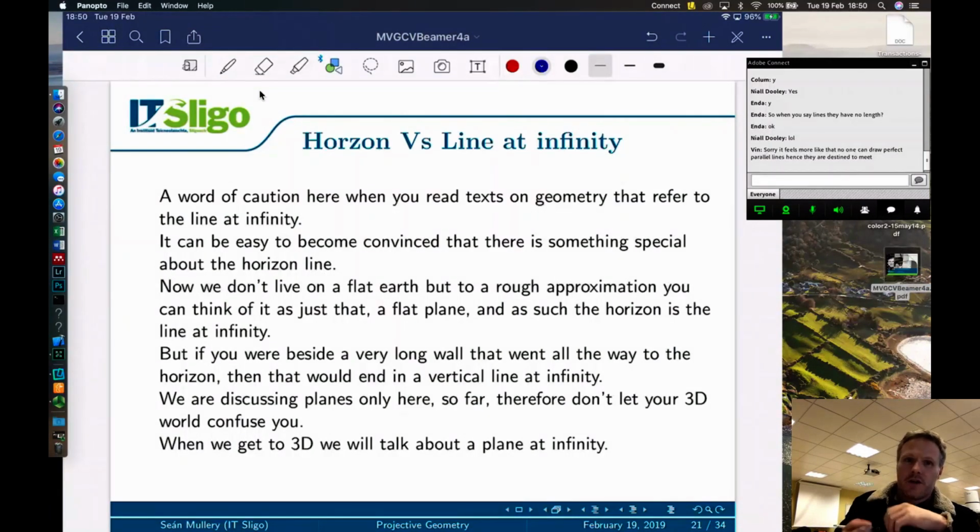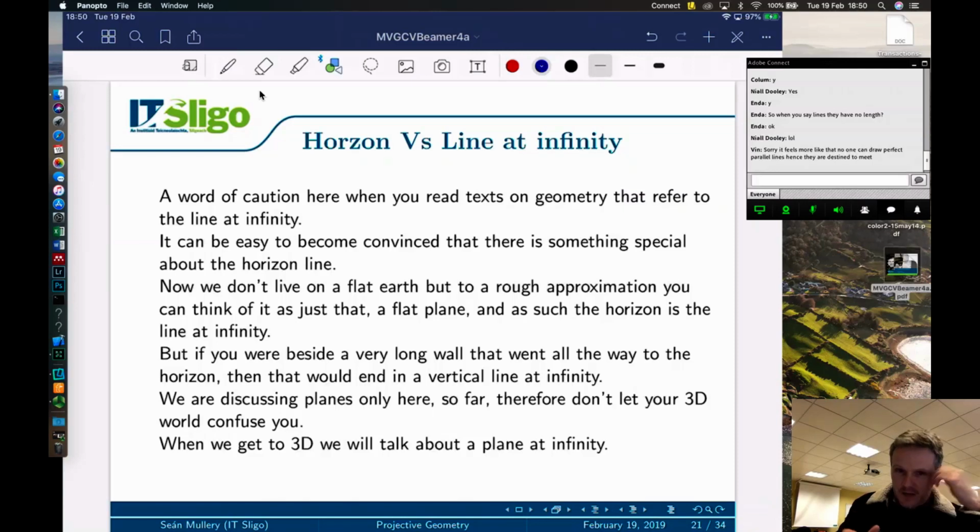Now, there's a word of caution here, and it's when people go away from class and then start thinking about this, and start thinking about where things are, right? There's a danger where you mix up the horizon line in a 3-dimensional world with the line at infinity, which is not the same thing. So when you read texts on geometry that refer to the line at infinity, it can be easy to become convinced that there is something special about the horizon line.